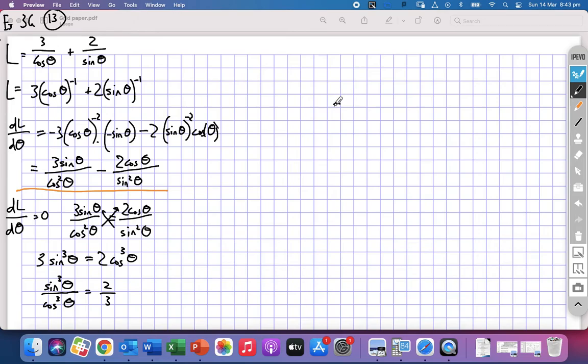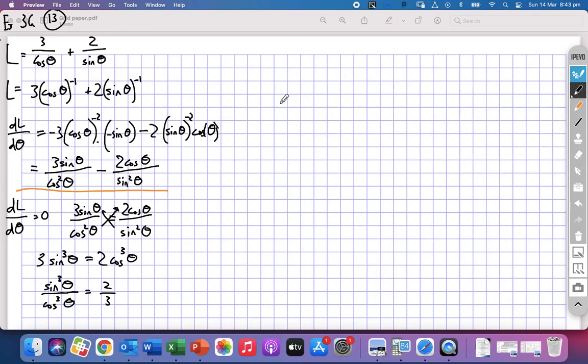So if I write sine cubed on cos cubed, that's the same as, I'm rushing. It's not what I wanted to write. This is what I want to write. This, right? And that's the same as tan cubed.